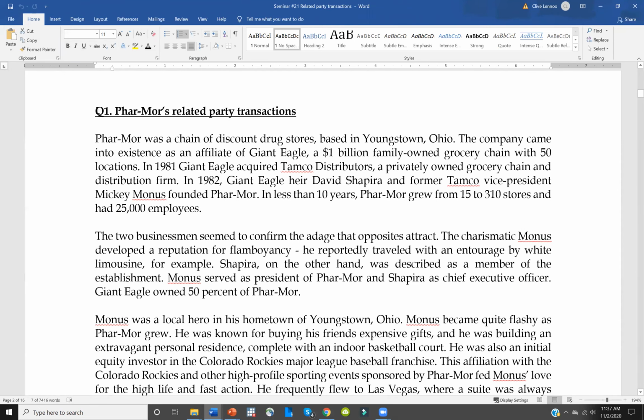Question 1 is about the Farmore company. As you know already, we've talked about this company previously. Farmore was a chain of discount drugstores based in Ohio. But what we haven't talked about with this company so far is the related party transactions that arose in this case. So that's what we're going to focus on in today's class.